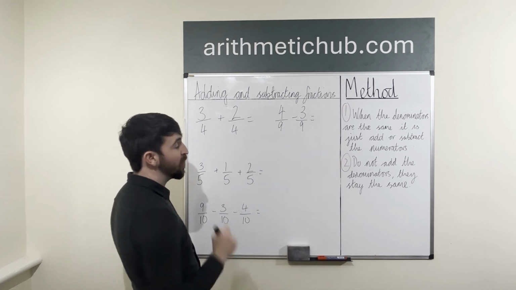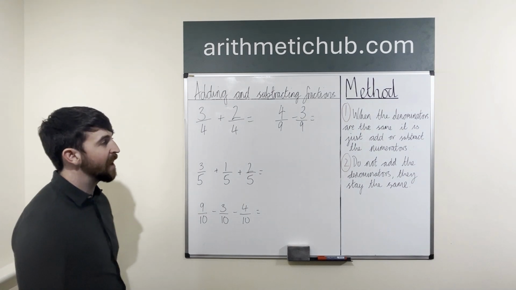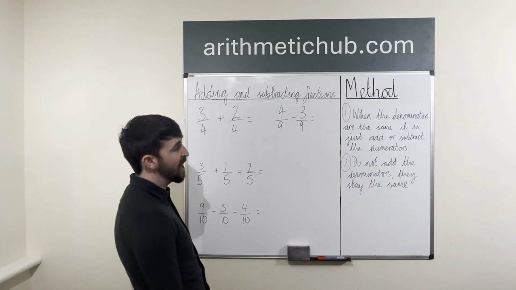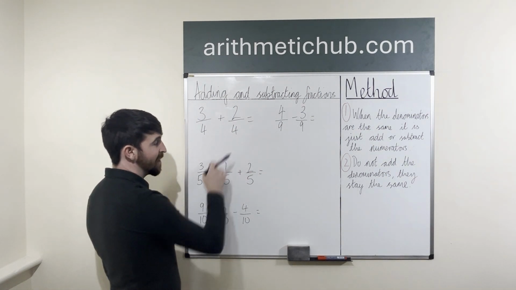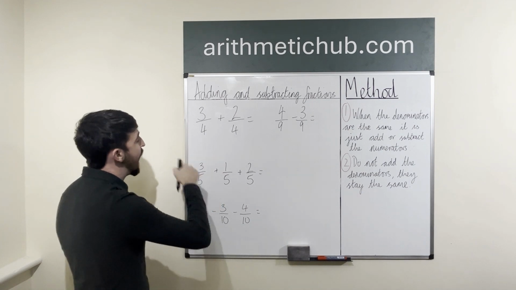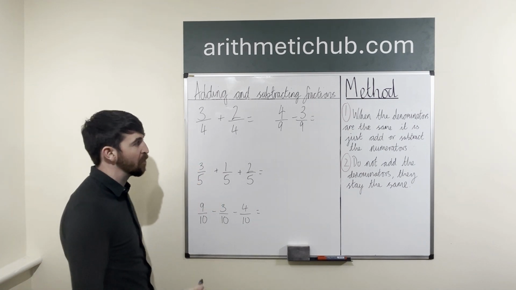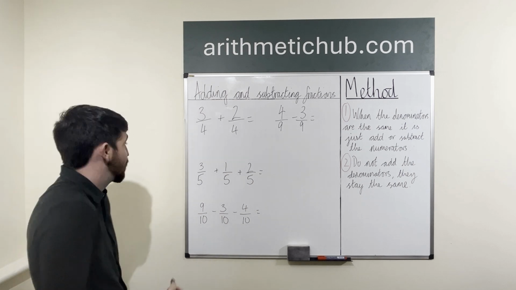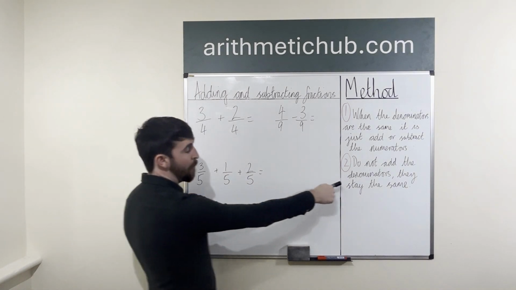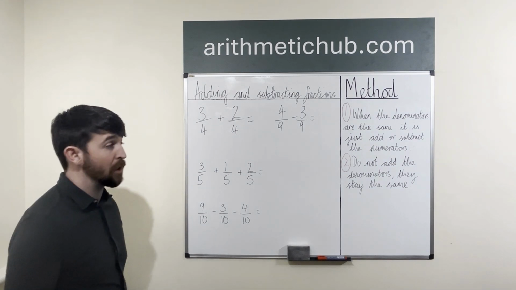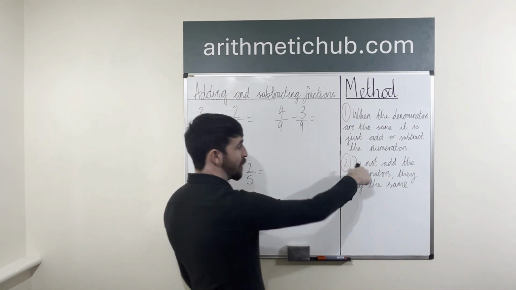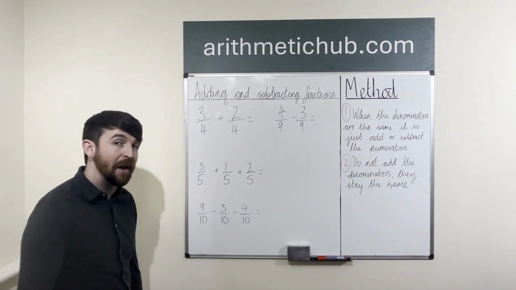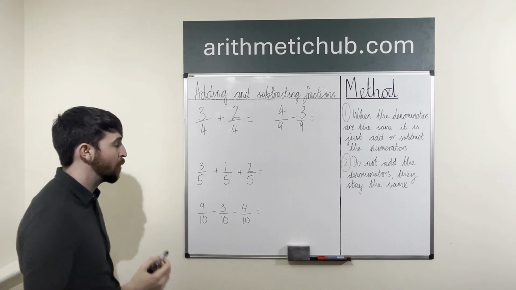Let's have a look at the method for this first. Number one, when the denominators are the same, just add or subtract the numerators. If it's an add, you add. If it's a subtract, you subtract. And then part two says, do not add or subtract the denominators. They stay the same, okay? The denominators are always going to stay the same.